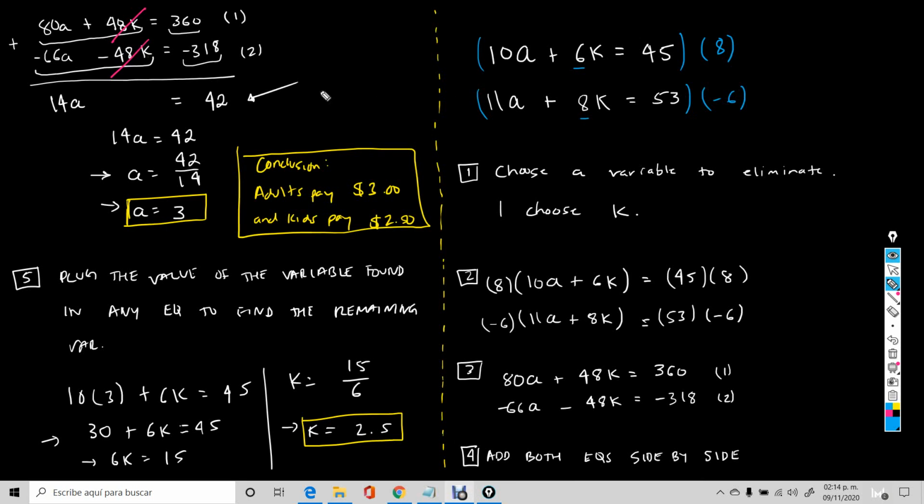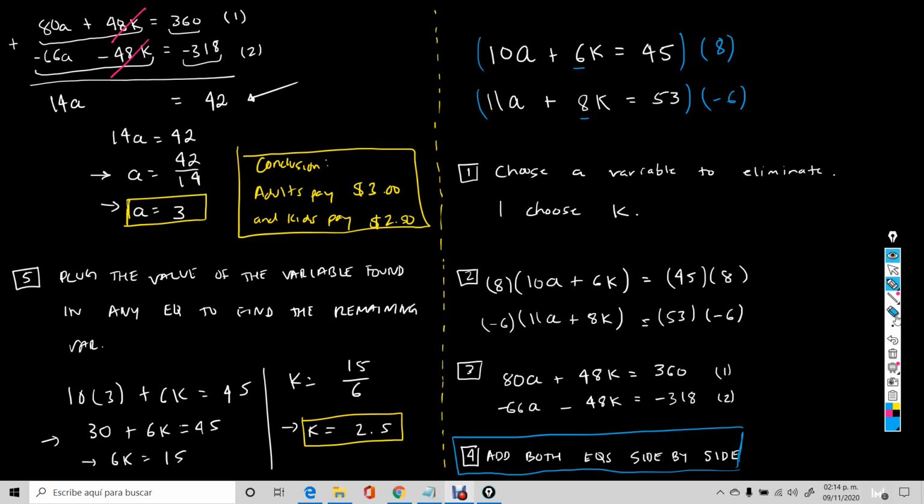By doing so, you will always be able to produce this trick. The trick that when you do these multiplications and so on, and when you go to step number 4, which is the most important step, add both equations side by side, you will always be able to eliminate, like we did here, one of the variables, in order to find one of them. And that's basically how it works.